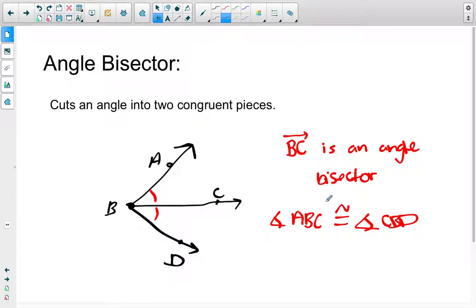Okay? So this is the most important thing. We did an example like this in class the other day. If this was 5x and this was 2x minus 7, I would set these two equal to each other. I wouldn't say 5x is congruent to 2x minus 7. I'd say 5x equals 2x minus 7, and I'd solve from there.